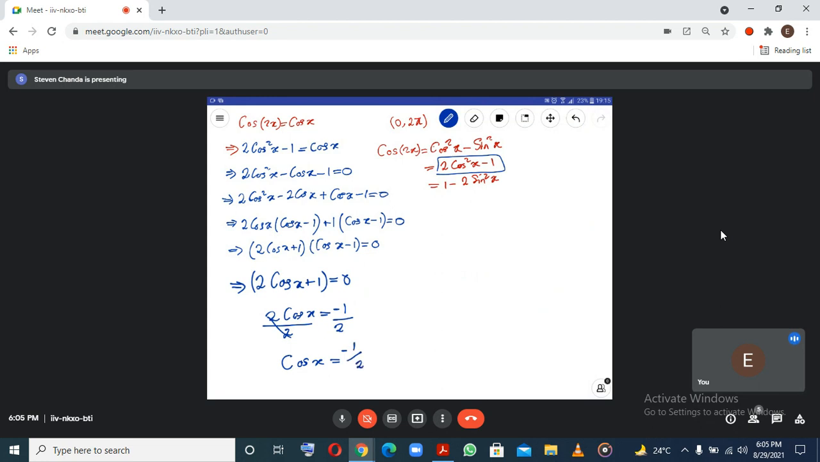Okay, so let's now get to the other part. Can someone tell us what x is going to be if cos x is equal to 1?